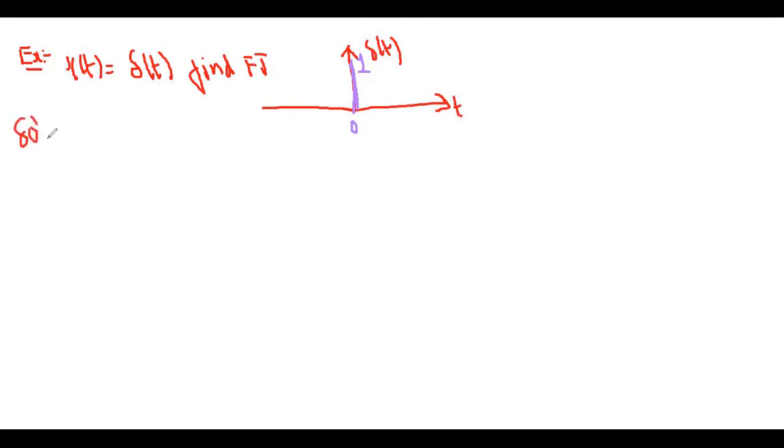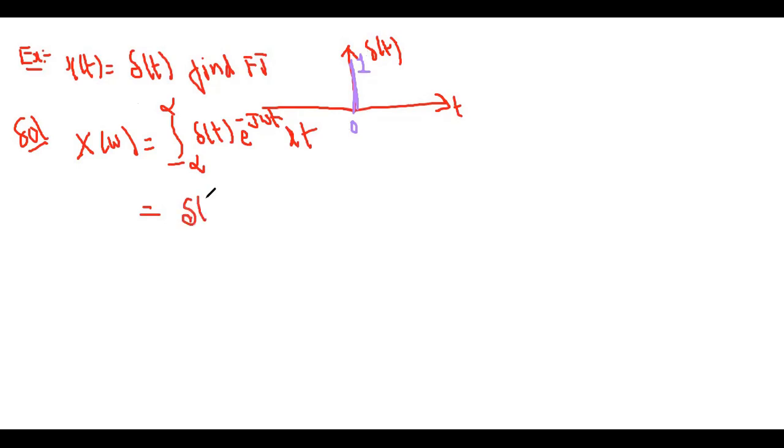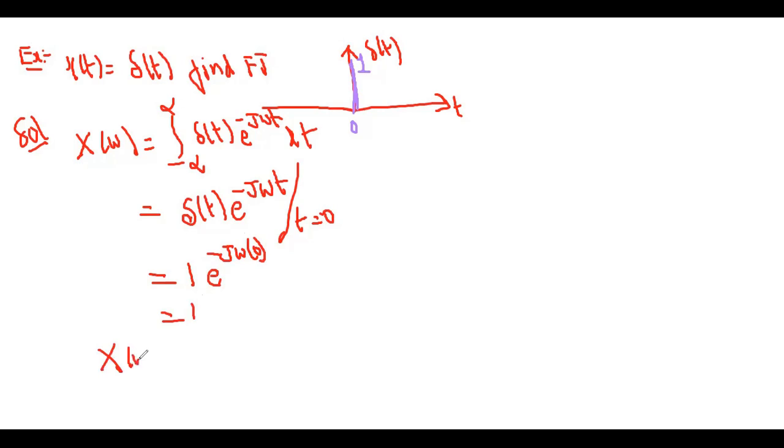Directly, I am substituting in the definition of the Fourier transformation. X of omega is equal to the integral from minus infinity to infinity of delta of t e power minus j omega t dt. In this range, delta of t has the value 1 only at t equal to 0. At t equal to 0, delta of t is 1 and e power minus j omega t is e power 0, and anything power 0 is 1. So x of omega is equal to 1. That means the Fourier transformation of delta of t is 1, my dear students.